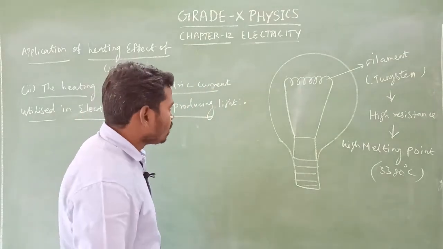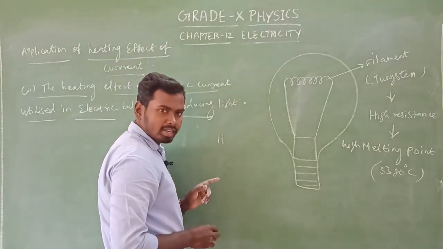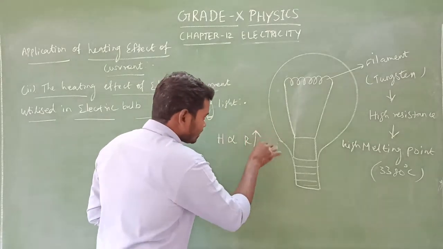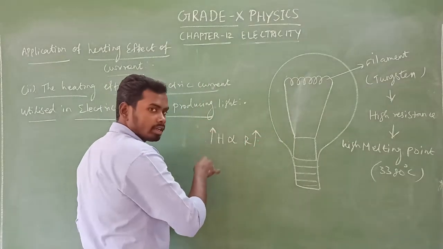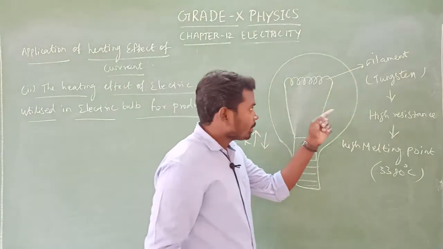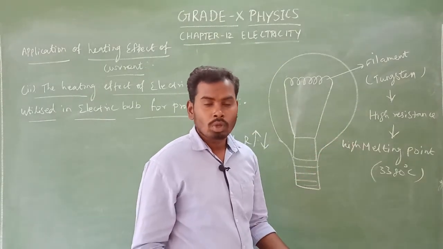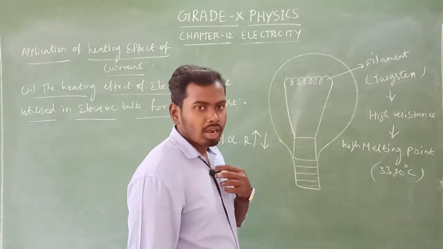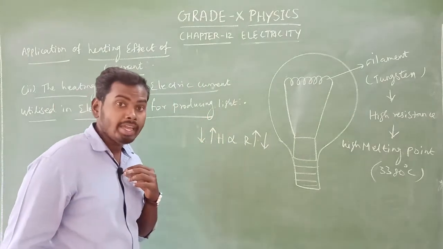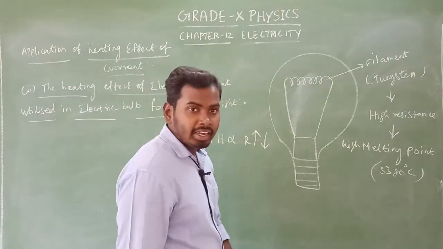Look here. Already we know that heat produced by an electrical appliance is directly proportional to resistance. If the resistance increases, heat will increase. If the resistance decreases, heat will decrease. Here, the tungsten filament has a high resistance value, so it will produce a high amount of heat energy.